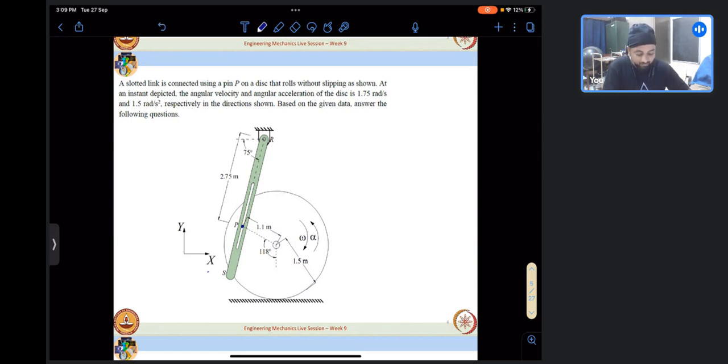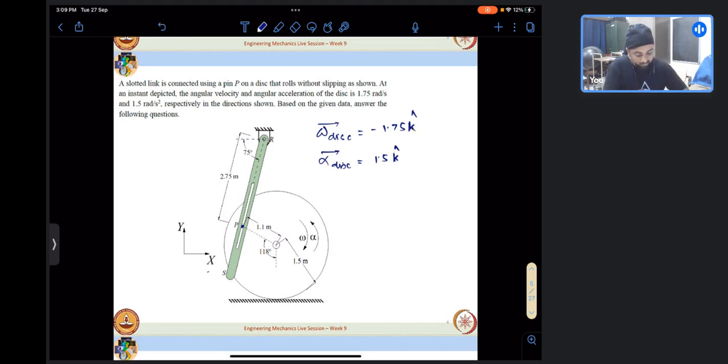At the instant depicted, the angular velocity and angular acceleration of the disk are 1.75 and 1.5 respectively, in the direction shown. So we have been given the direction. Based on the given data, answer the following questions. From this we can write omega disk as minus 1.75 k cap because it is pointing into the plane of the paper, and alpha of the disk is nothing but 1.5 k cap.